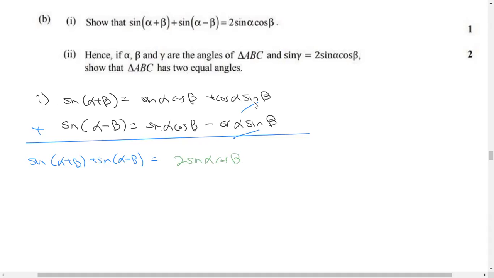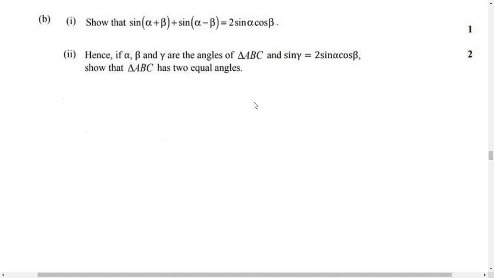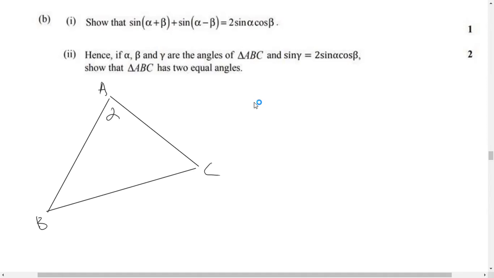Now you're asked to find that if alpha, beta, gamma are the angles of triangle ABC, and sine gamma equals 2 sine alpha cos beta, show that they have 2 equal angles. So let's get rid of that and give ourselves a nice diagram to see what's going on. Just draw yourself a general triangle. And you've got alpha, beta, gamma, which I will assume it's like that. Now you know sine gamma equals 2 sine alpha cos beta.